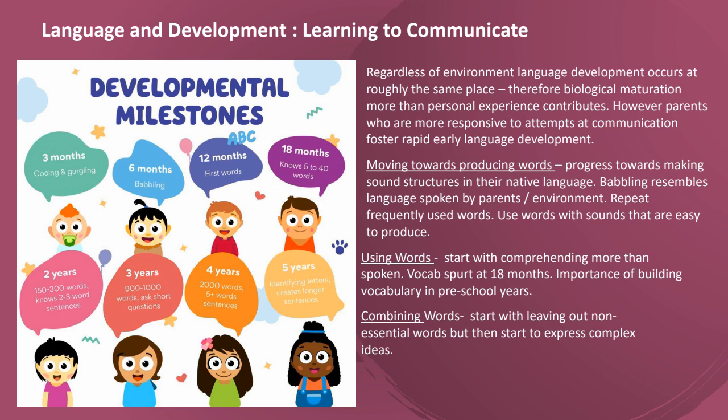So when we look at the developmental milestones, like we had physical development, we also have language development. In 3 months, the child is cooing and gurgling. By 6 months, they're babbling. By 12 months, they're saying the first words, give or take, within a time frame. So it does happen at the same pace.